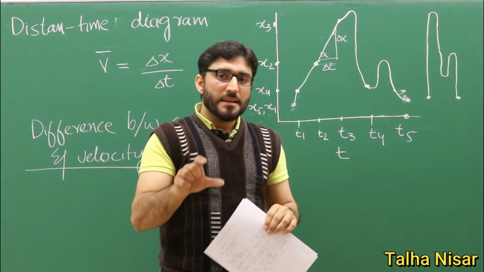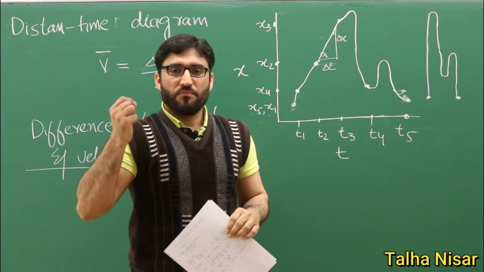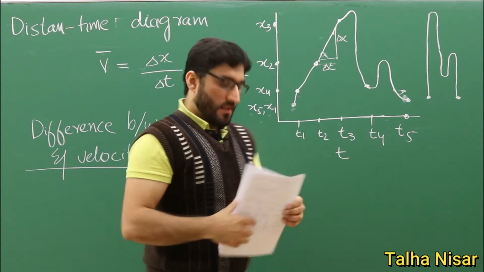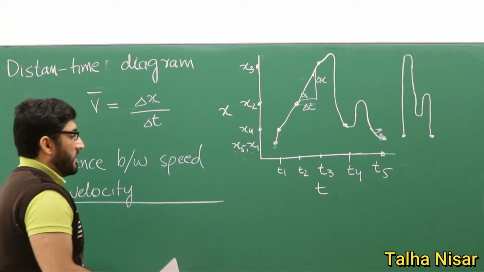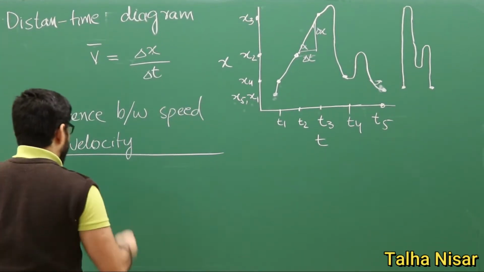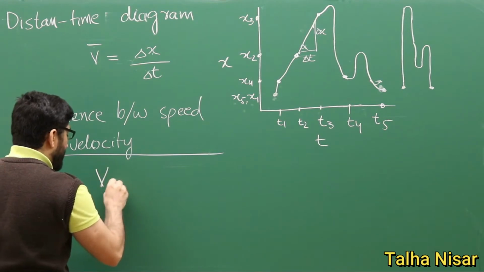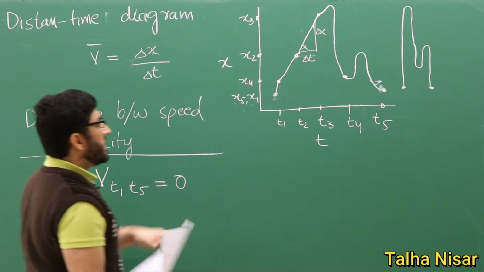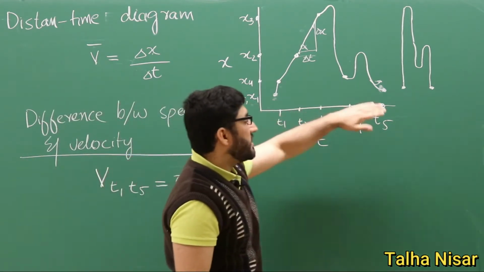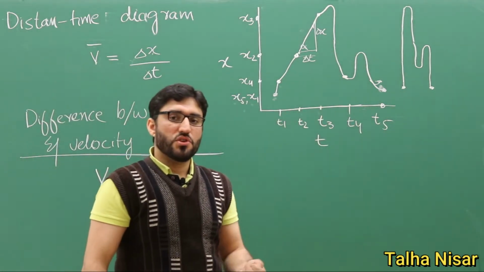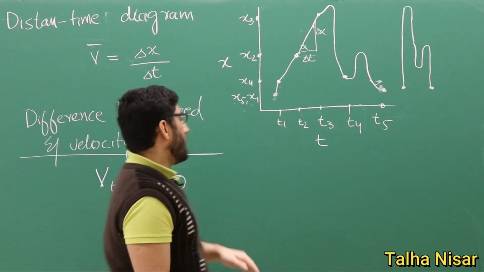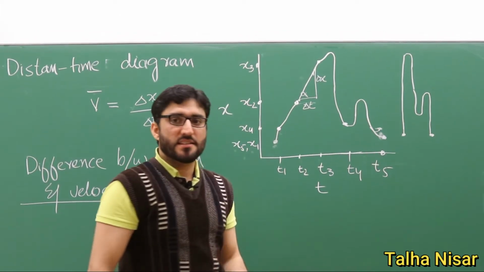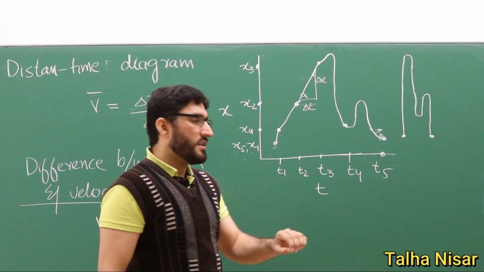So if they are at the same position, it means the displacement is 0. So the velocity between t1 and t5 is 0 because the displacement is 0. The final position and the initial position are the same, so the displacement is 0, so the velocity is 0. But the speed is the distance covered by this object divided by time.